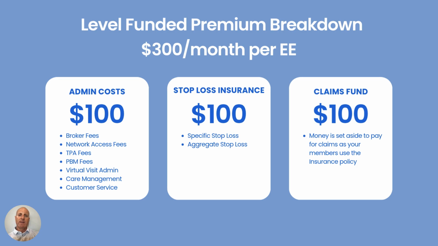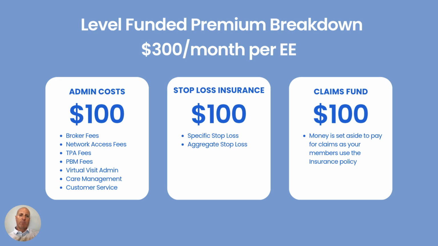And the third bucket is the claims fund. In this example, again, we're just simplifying it, saying each bucket gets $100. The claims fund is where money is spent. So money is being set aside from your premium to pay for claims as your employees use the plan below the specific stop loss or the aggregate stop loss limits on the policy. So that claims fund is going to be funding all of the day-to-day claims for all of your employees until any employee has a major claim or the group as a whole has collectively a lot of claims that add up to a major claim.